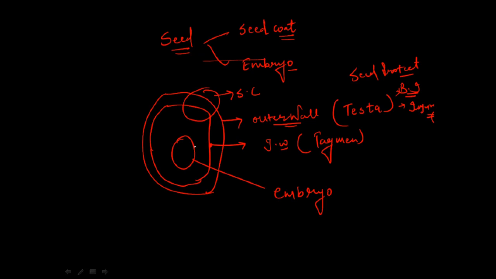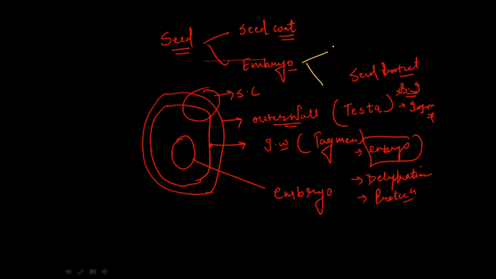As you know, just inner to that, inside the seed, there is the embryo basically. So the role of the tegmen is to provide protection to this embryo. Majorly the tegmen prevents dehydration, and it also protects the embryo from any kind of mechanical injury. So it provides protection and also prevents dehydration. Just like the seed coat is divided into two parts, the embryo also has two parts. First is the embryonal axis, and second is the cotyledons.